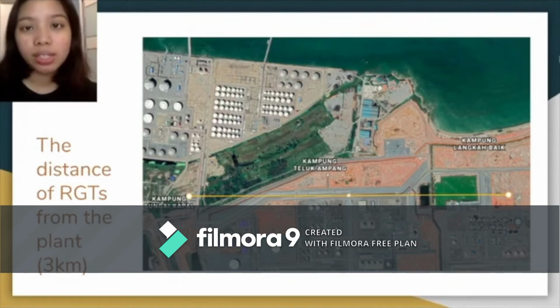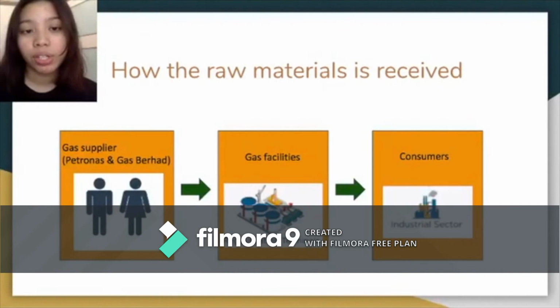So here is the distance of the RGT from the plant. The terminal is on the left point, and on the right point is our location for the plant build-up. The distance is only 3 kilometers, which allows our company to cut costs on the construction of the pipelines. First, our gas supplier, Petronas Gas Berhad, will ship the raw material natural gas to their gas facilities, which is also known as the regasification terminal, and then it will be shipped via pipeline to consumers, which is us, the company.